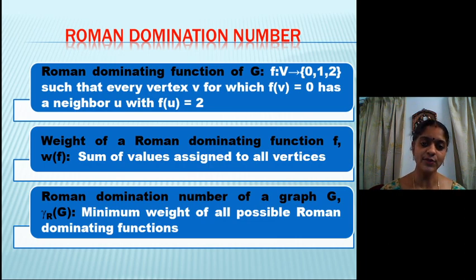A Roman dominating function is a function f defined from the vertex set V to the set {0, 1, 2} in such a way that every vertex which is labeled 0 is adjacent to a vertex which is labeled 2. The weight of a Roman dominating function is the sum of values assigned to its vertices. The Roman domination number is the minimum possible weight of a Roman dominating function.